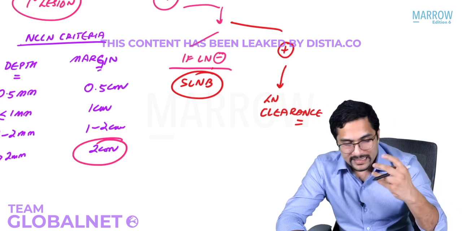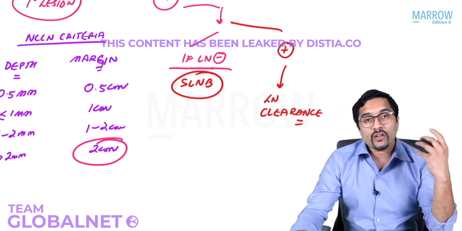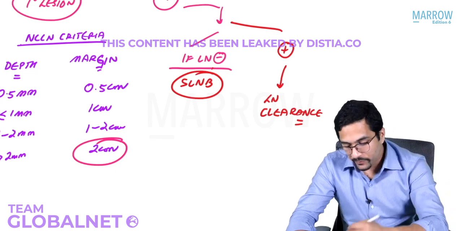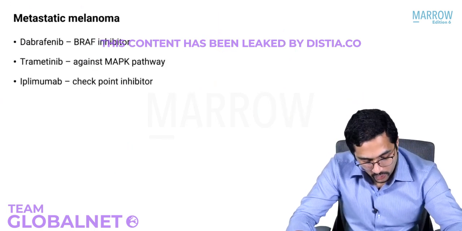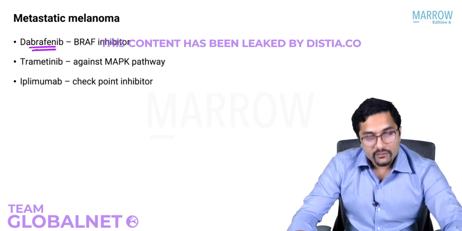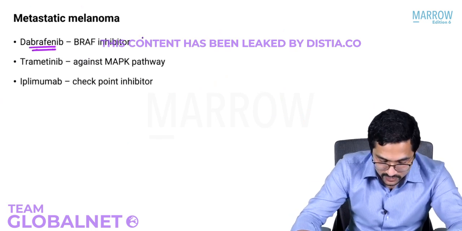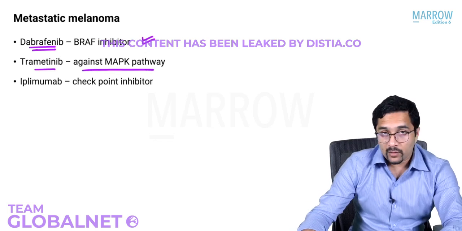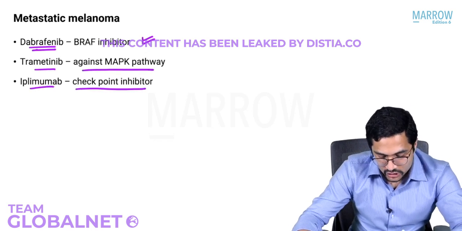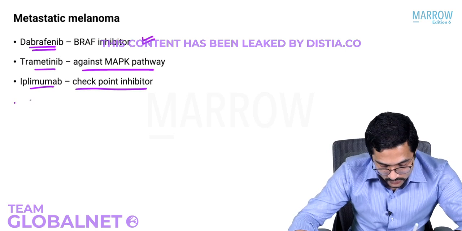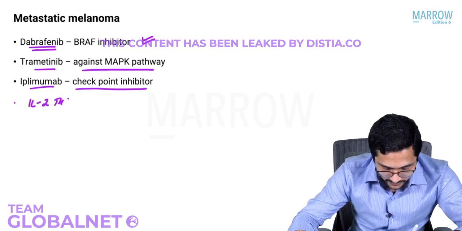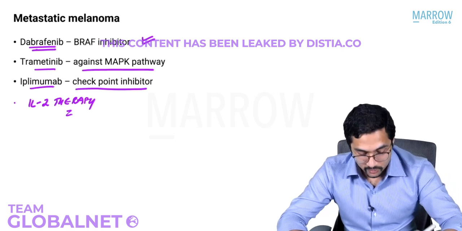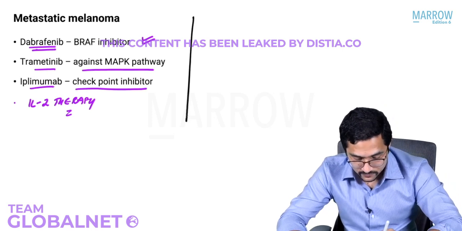Now, if it is a metastatic melanoma, there are a lot of immunotherapy options which are available these days as well. And the immunotherapy options, you have dabrafenib, which is a BRAF inhibitor, which is used. Trametinib is against the MAPK pathway. Ipilimumab is a checkpoint inhibitor. Also, interleukin-2 therapy has also been approved in patients with malignant melanomas or metastatic melanomas.